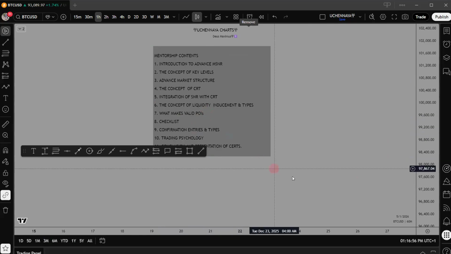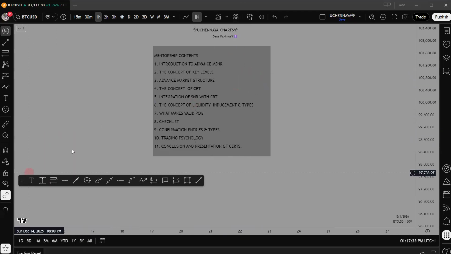Now, key level is pretty simple. Key levels are basically those things I just showed you. They are not distorted from the things I just showed you. Key levels are the basic four types of MSNR. That's what makes up a key level. But it is not every key level that you have to use.